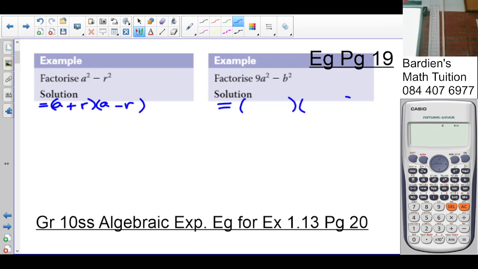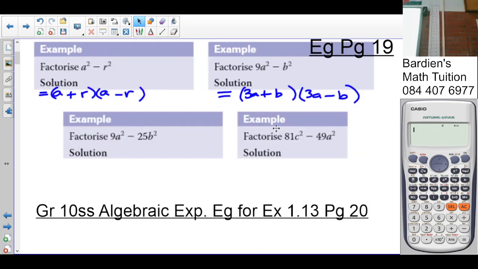Again, we need to factorize 9a squared minus b squared. What's the square root of 9a squared? It's 3a. The square root of b squared is b. So yes, both are perfect squares and there's a negative between them. We can factorize. So that will be 3a plus b and 3a minus b. If you have written 3a minus b and then 3a plus b, it means the same thing. You won't lose any marks, so equivalent solutions there.